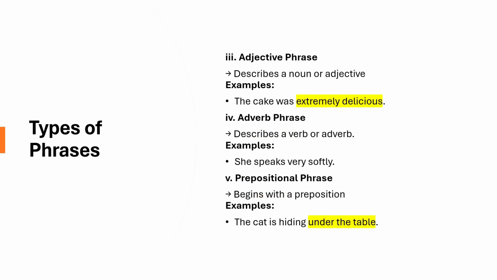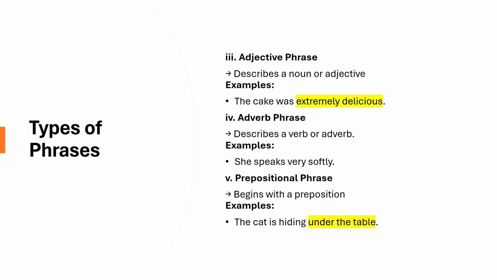Third, we have adjective phrase. It contains an adjective and any word that modify or describe the adjective. For instance, the cake was extremely delicious. Then we have adverb phrase. It comprises of an adverb and any word that modify or provide more detail about the adverb. For example, she speaks very softly.